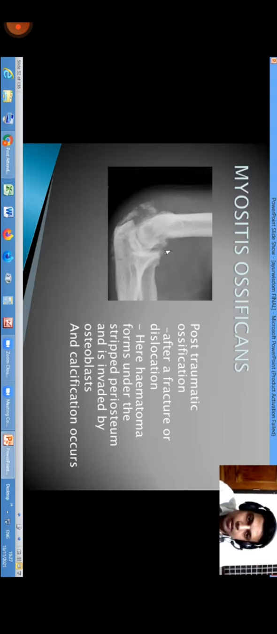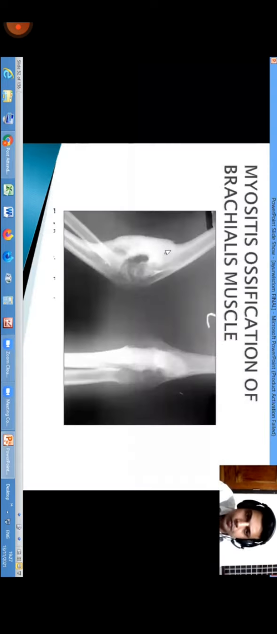And calcification occurs also in muscles. Here, this is the brachialis muscle. This is calcified brachialis muscle. And in this case, the joint is fixed at a particular angle.